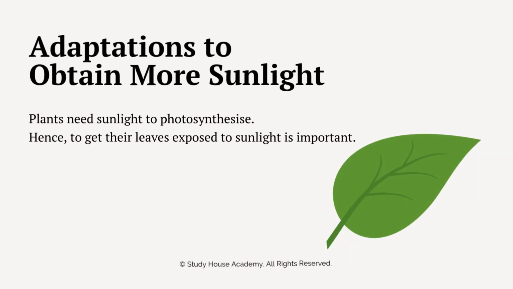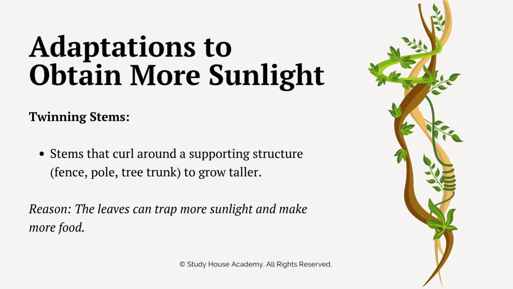Adaptations to obtain more sunlight. Plants need sunlight to photosynthesize. Hence, to get their leaves exposed to sunlight is important. Twining stems. Stems that curl around a supporting structure, fence, pole, tree trunk, in order to grow taller. Reason, to grow taller so that the leaves can trap more sunlight and make more food.